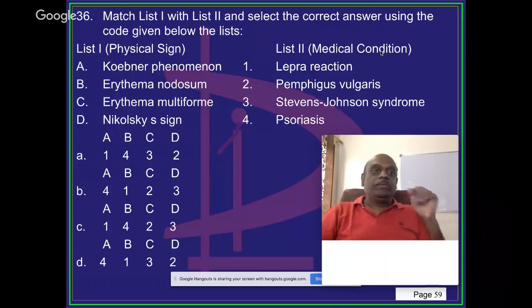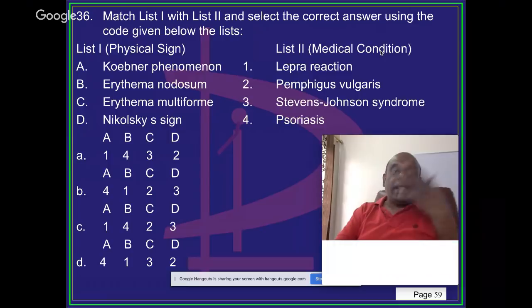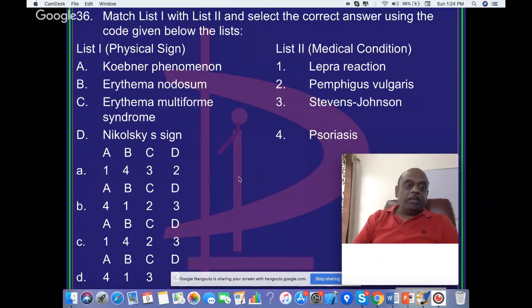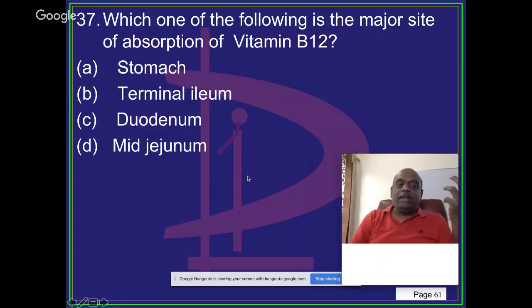Now, if you look at all these classical dermatological clinical signs, you should remember that Nikolsky is seen in pemphigus vulgaris. Then erythema multiforme and Stevens-Johnson have a relationship. And Koebner phenomenon in psoriasis, and erythema nodosum in leprosy reaction. So they both are related, is what you need to ultimately remember.